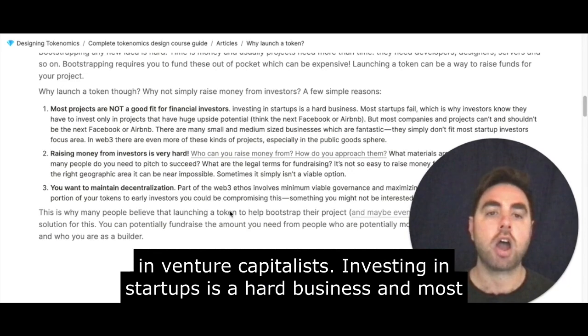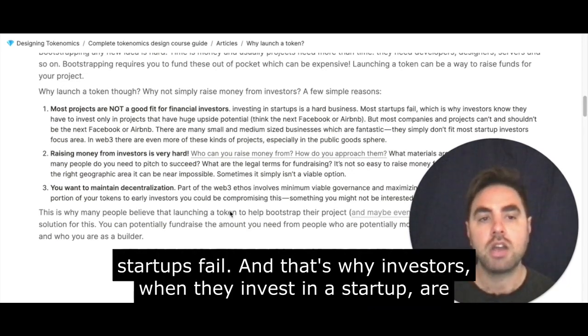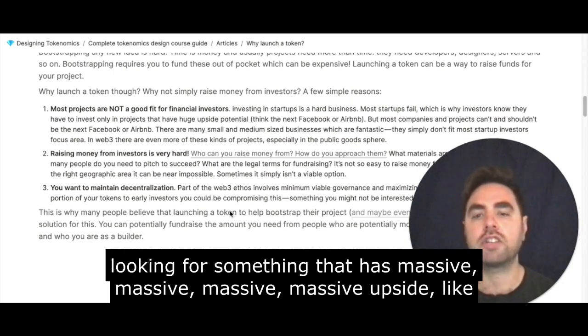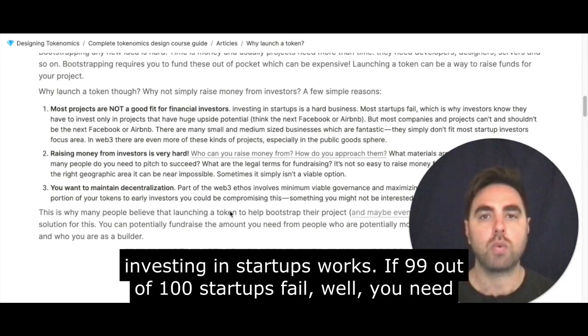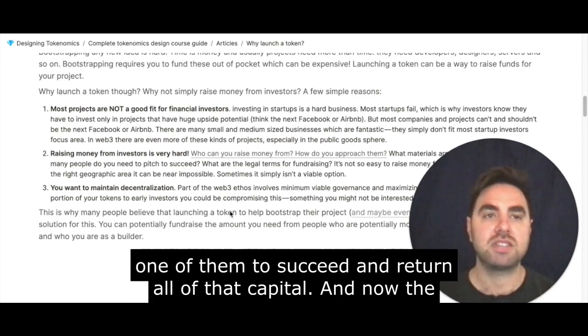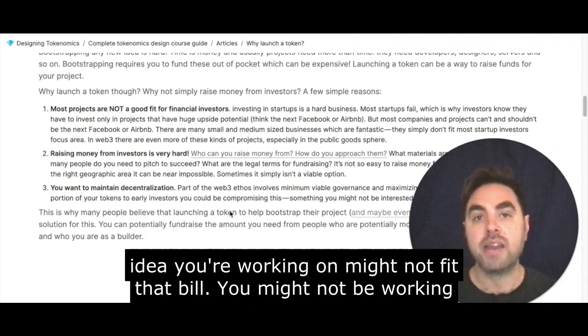Investing in startups is a hard business, and most startups fail. That's why investors, when they invest in a startup, are looking for something that has massive upside, like 1,000x return on their money. That's the only way that the business of investing in startups works. If 99 out of 100 startups fail, well, you need one of them to succeed and return all of that capital. And now, the idea you're working on might not fit that bill.